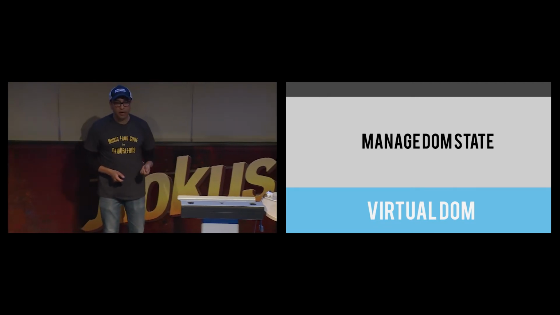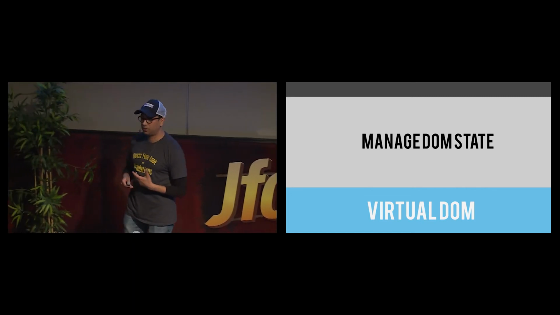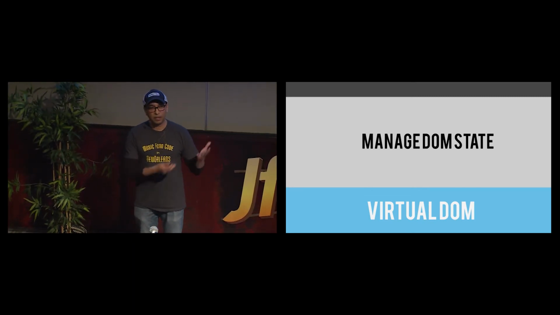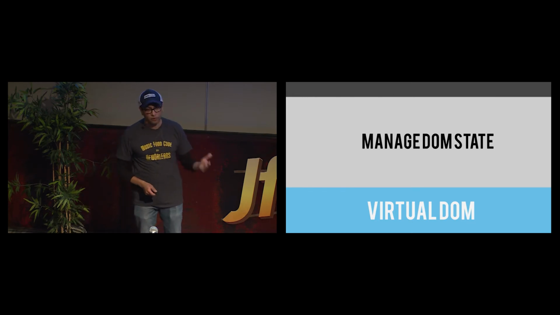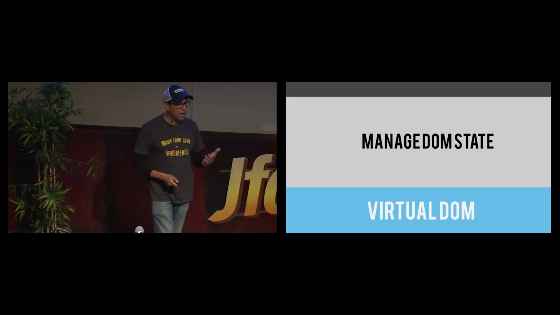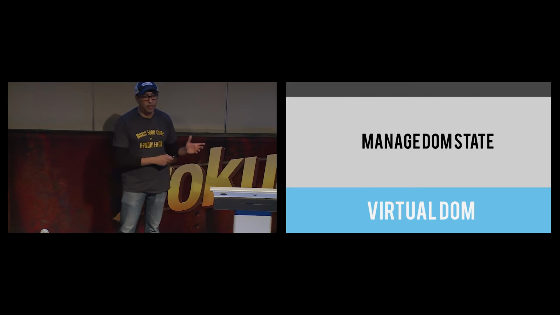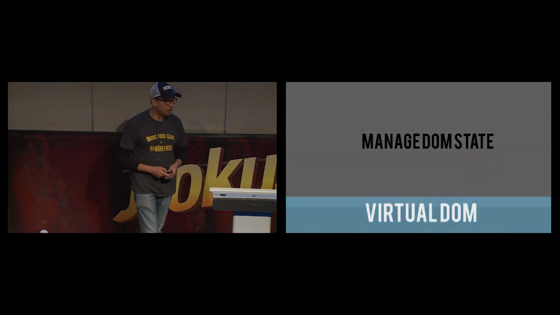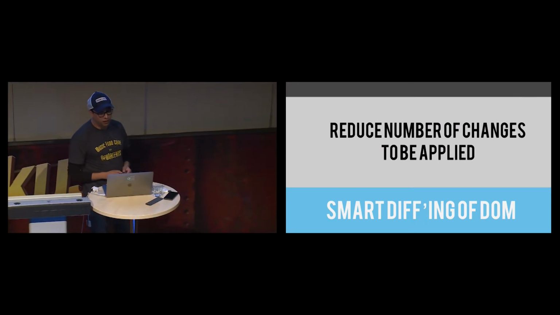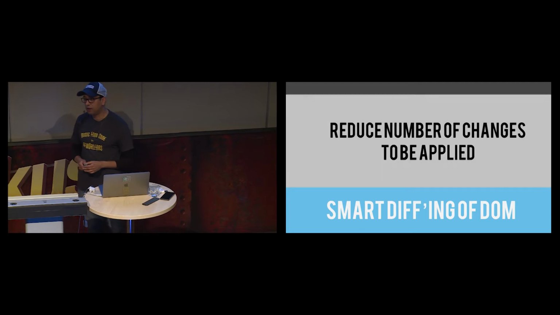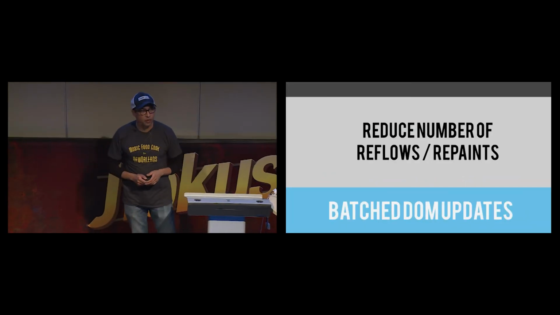And the virtual DOM in React manages that for us. It manages the DOM state. So all we have to do as developers is just create React components and attach them into our component tree, and it handles everything else for us. It helps us avoid the reflow and repaints multiple times, and it batches the updates. It does a diff to make sure we're not pushing in updates that already exist, et cetera. So we do smart diffing of the DOM, reduce the number of changes to be applied, and reduce the number of reflows and repaints by batching everything together.